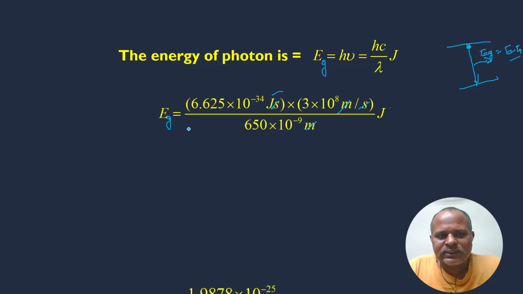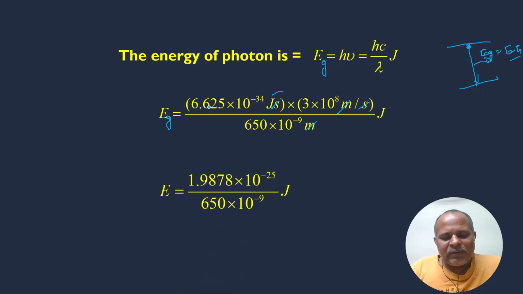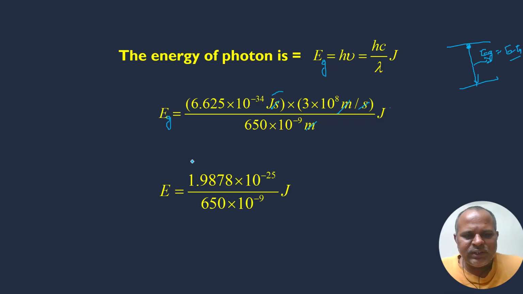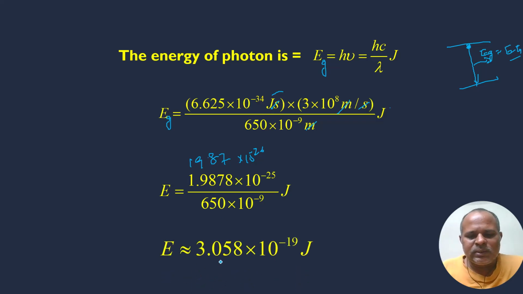So now let us simplify this. When you simplify, we always have to do the numerator separately and the denominator separately to avoid confusion. So multiply these two, which gives you 1.9878 into 10 power minus 25, and actually here it is 19.87 into 10 power minus 26, but this was adjusted to 10 power minus 25. Now divided by 650 nanometers. Now you further simplify this one, you get approximately 3.058 into 10 power minus 19 joules. This is in joules.